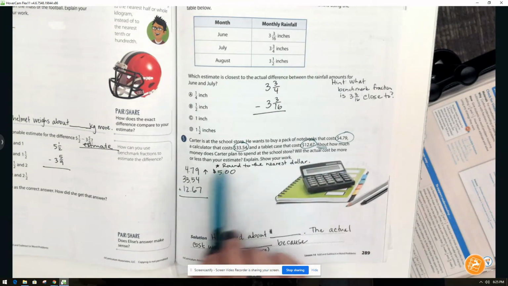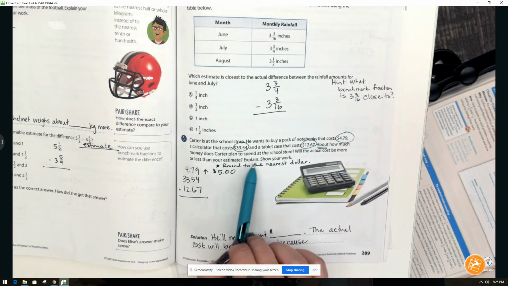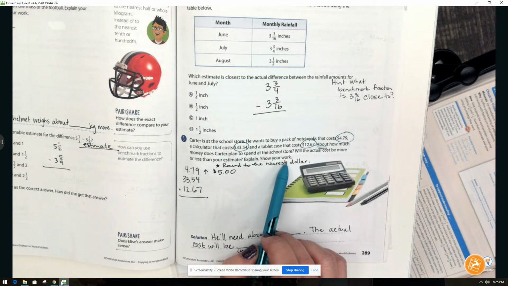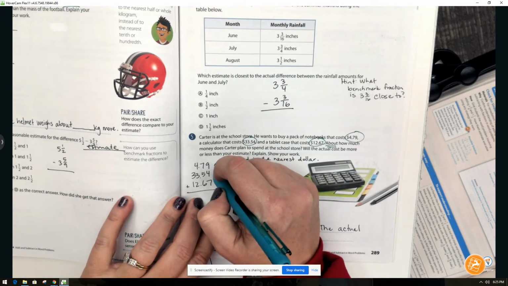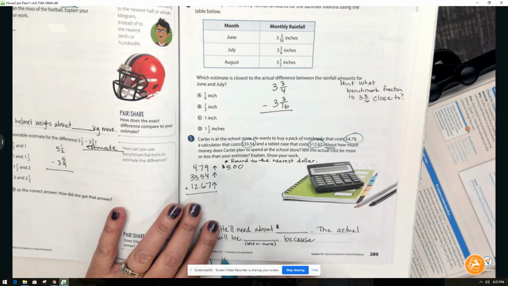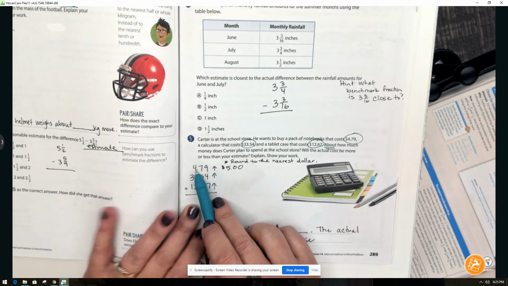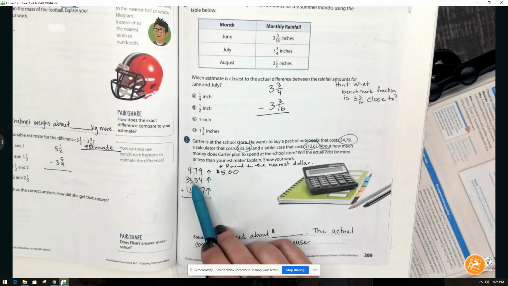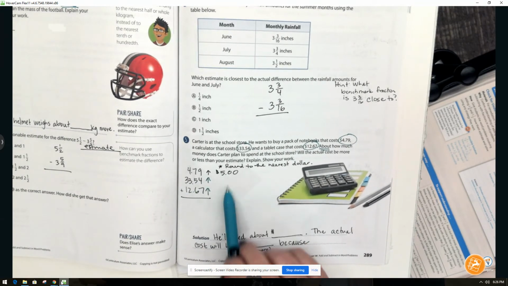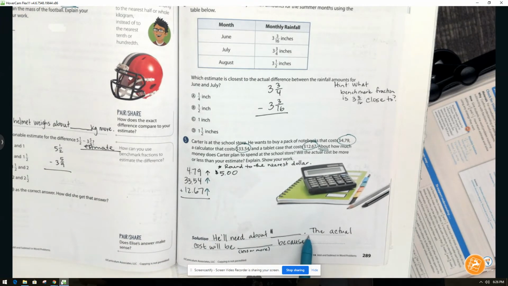Will the actual cost be more or less than your estimate? Explain and show your work. So you're going to round each of these numbers up to the nearest dollar. For example, $4.79 is going to round up to $5. So what do these other two numbers round up to? You're going to add them together and tell me about how many dollars he needs.